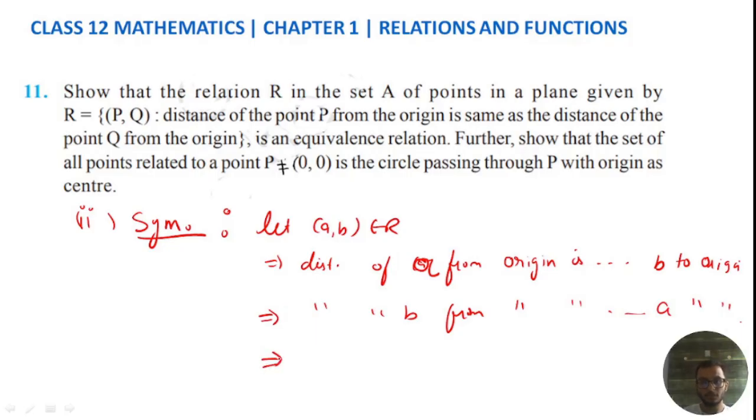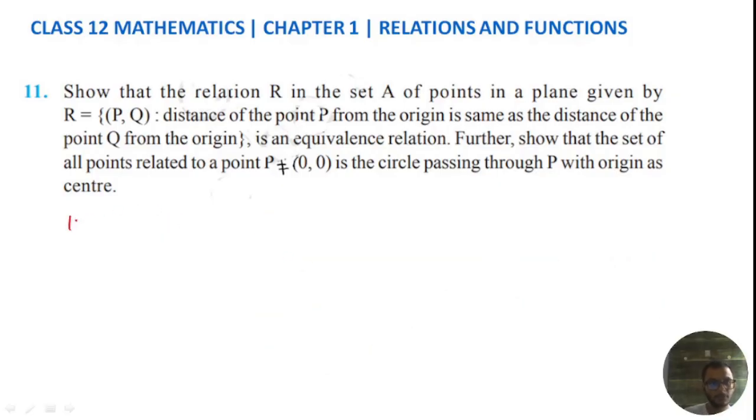Okay, so this is what we wanted, right? If the distance of b from origin is the same as the distance of a from origin, that means (b, a) belongs to R, because that is the definition of the relation given. So it is symmetric. We have shown it because we took arbitrary (a, b) from R, and now we have shown that (b, a) belongs to R, so it is symmetric. Similarly, let's show it is transitive.